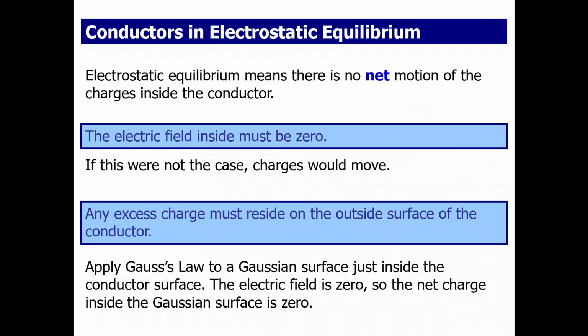We also know that any excess charge must reside on the outside surface of the conductor. So we can apply Gauss's law by creating a Gaussian surface inside the material of the conductor. When this happens, the electric field is 0, so there's no net charge inside the Gaussian surface.